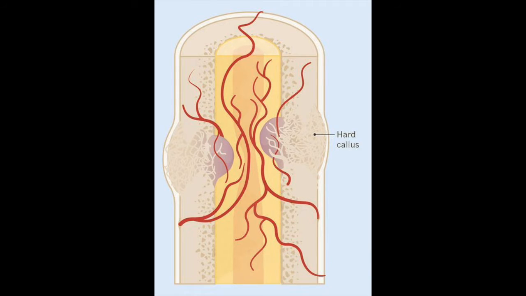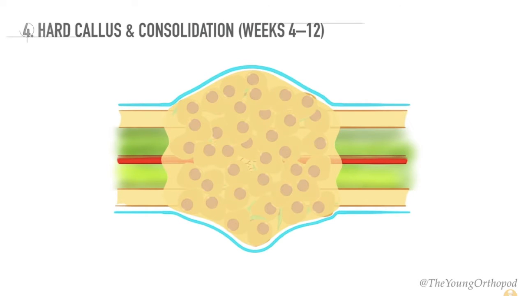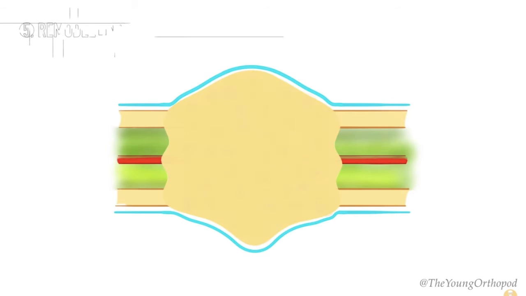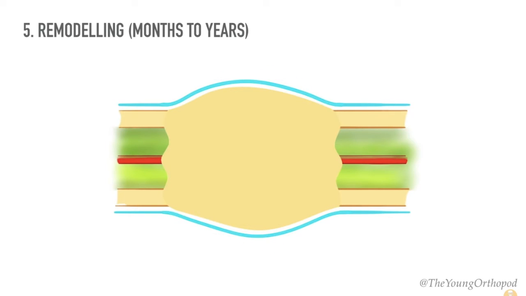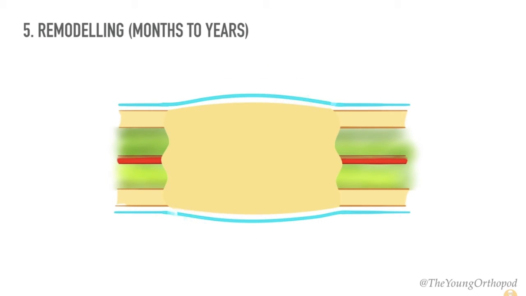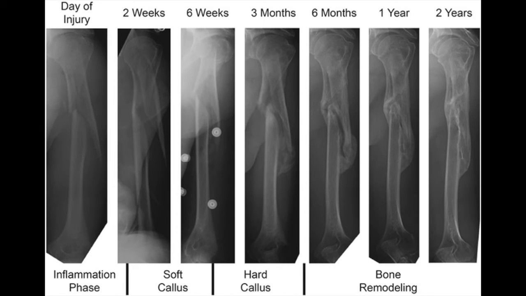Therefore, the third step in the healing process involves the formation of the hard callus. At this stage, bone replaces cartilage through calcification. However, the new bone is in the form of woven bone. Therefore, to further stabilize the area, woven bone is then replaced with trabecular bone through bone remodeling. For a bone to heal completely, it can take as long as 12 months.